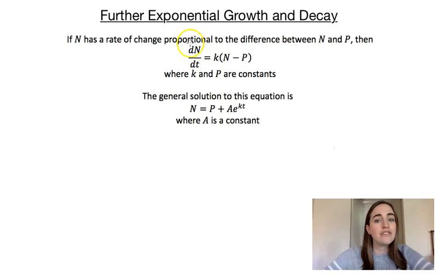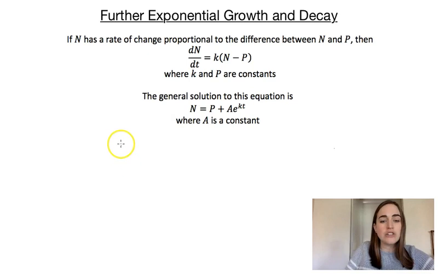So we've got the rate of change of N over time is equal to k times the difference between N and P, where k and P are just constants. And this is going to have a general solution that looks like this: N equals P plus Ae^(kt), where A is a constant. So this part is the part that we've seen before. All right, so we can prove that that is the general solution.